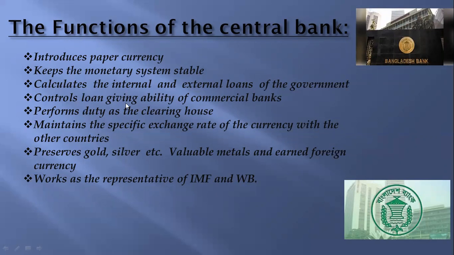Next one, see, controls the loan giving ability of commercial banks. We know that commercial banks give short-term and long-term loans to the people or to entrepreneurs. So the central bank controls the loan giving ability. Loans given by the commercial banks are included in the total supply of currency of the country. So if the total amount of money increases due to additional loans, inflation may appear in the country. So the central bank tries to maintain stability by making equality between the demand and the supply of the total currency of the country.